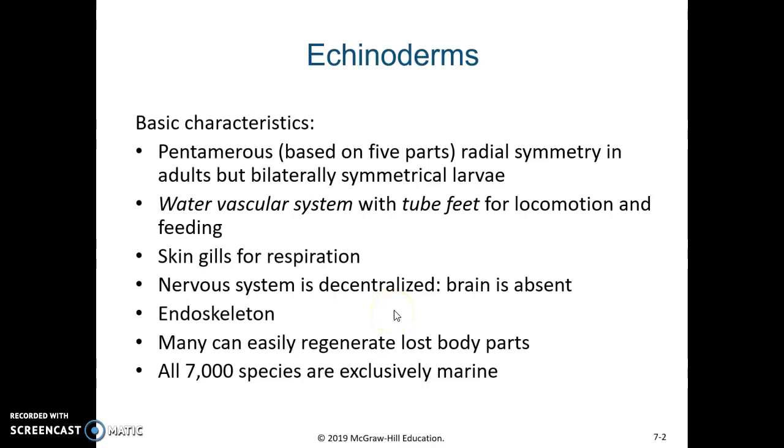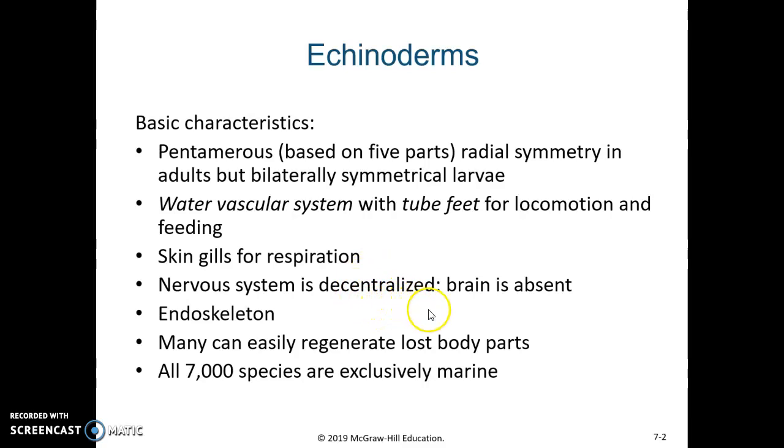And their nervous system is decentralized, so they do not have a brain here. And they have an endoskeleton. So the skeleton, instead of being an exoskeleton like what you saw in the arthropods, the echinoderms have an endoskeleton. So they're going to have skin around their skeleton.